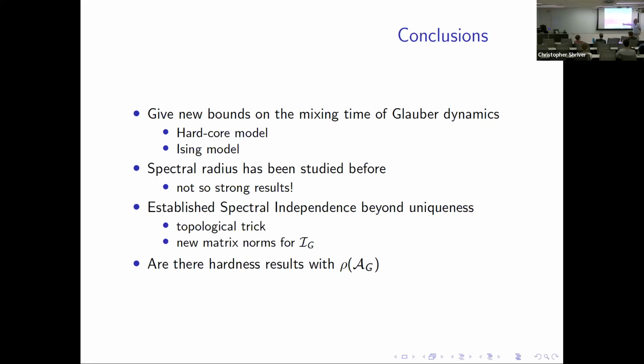So what I told you here is mostly good results, right? Positive results. So what happens with negative results, right? I would like to have the distinction between hardness and efficient algorithms with respect to spectral radius. I only showed you the good news, so maybe someone can give us the bad news. So yeah, there are some results from the early 2000s. It's notoriously difficult to actually establish this kind of hardness result. So plenty of room for improvements here. Anyways, thank you very much, and sorry for the delay.